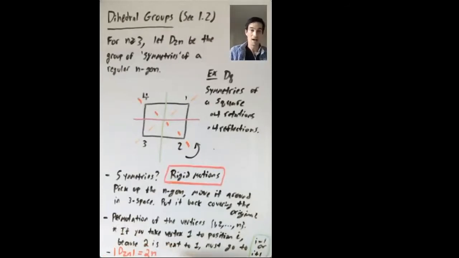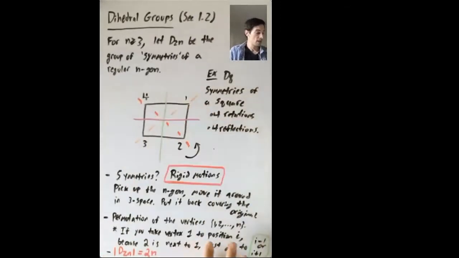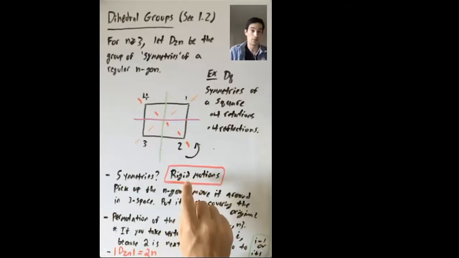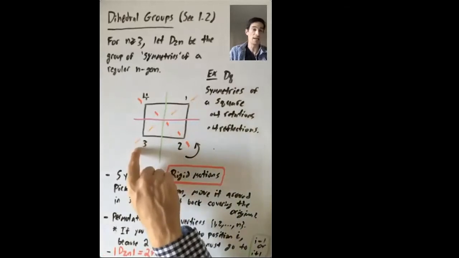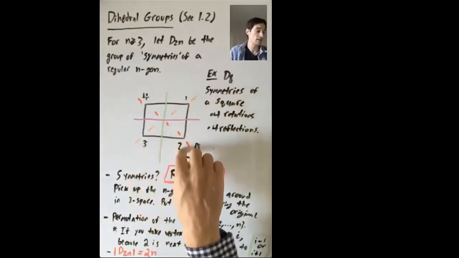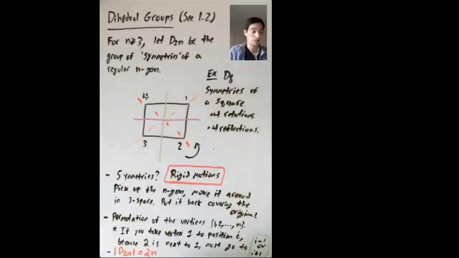And then what I think about when I think about the dihedral group is that the elements are actually permutations of the vertices. So you label your vertices 1 to n, and you permute them. And there are just some rules about how these permutations work that come from the fact that these are rigid motions. So if you take vertex 1 and you send it to position i, then because 2 is next to 1, that means wherever you send 1, 2 needs to be next to that. So if you send 1 to i, then 2 either gets sent to i minus 1 or i plus 1.